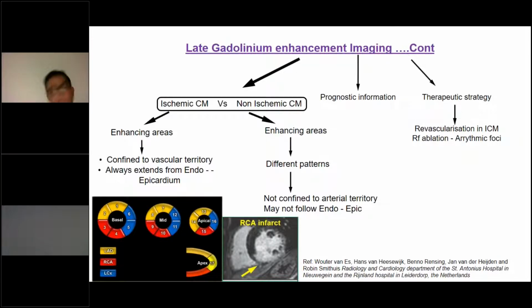It can also help us in planning the appropriate therapeutic strategy. For example, if you see an area of myocardial fibrosis or delayed enhancement involving more than 50% width of the myocardium, then those patients will not benefit from a revascularization procedure such as stenting. It can also help us in determining the arrhythmic foci, which will appear as a bright signal intensity on the dark myocardium. So these areas can be targeted with radiofrequency ablation.